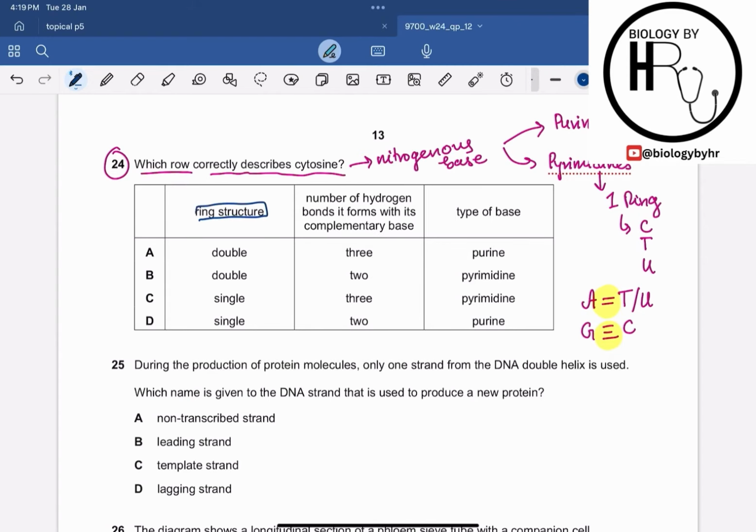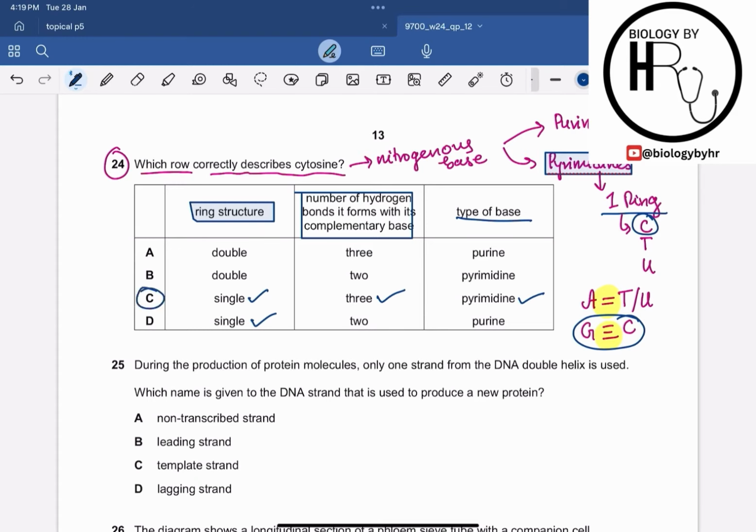Ring structure of cytosine. So they are asking us about the ring structure of cytosine. We know that the ring structure of cytosine is a single ring structure. Why? Because cytosine is a pyrimidine base, right? So its structure would be single ring. And then in the next column, they have given us the number of hydrogen bonds it forms with its complementary base, right? So the number of hydrogen bonds it is forming is 3, and it is a type of pyrimidine base. So hence the answer over here is option C.